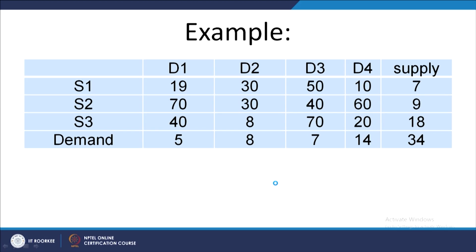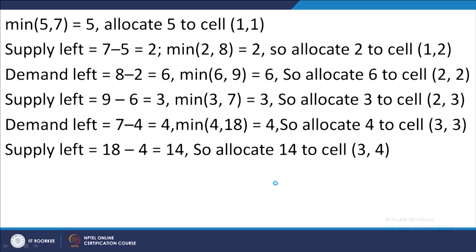So, look at this example. We have 3 sources and 4 destinations, and the supplies and demands are also shown in the last column and the last row. So, we will perform this northwest corner rule. The minimum of 5 and 7 is 5. So, allocate 5 to cell number 1 1. The supply left is 7 minus 5 which is equal to 2, and the minimum of 2 and 8 is 2. So, allocate 2 to cell number 1 2. Now, the demand left is 8 minus 2, which is 6, and the minimum of 6 and 9 is 6.